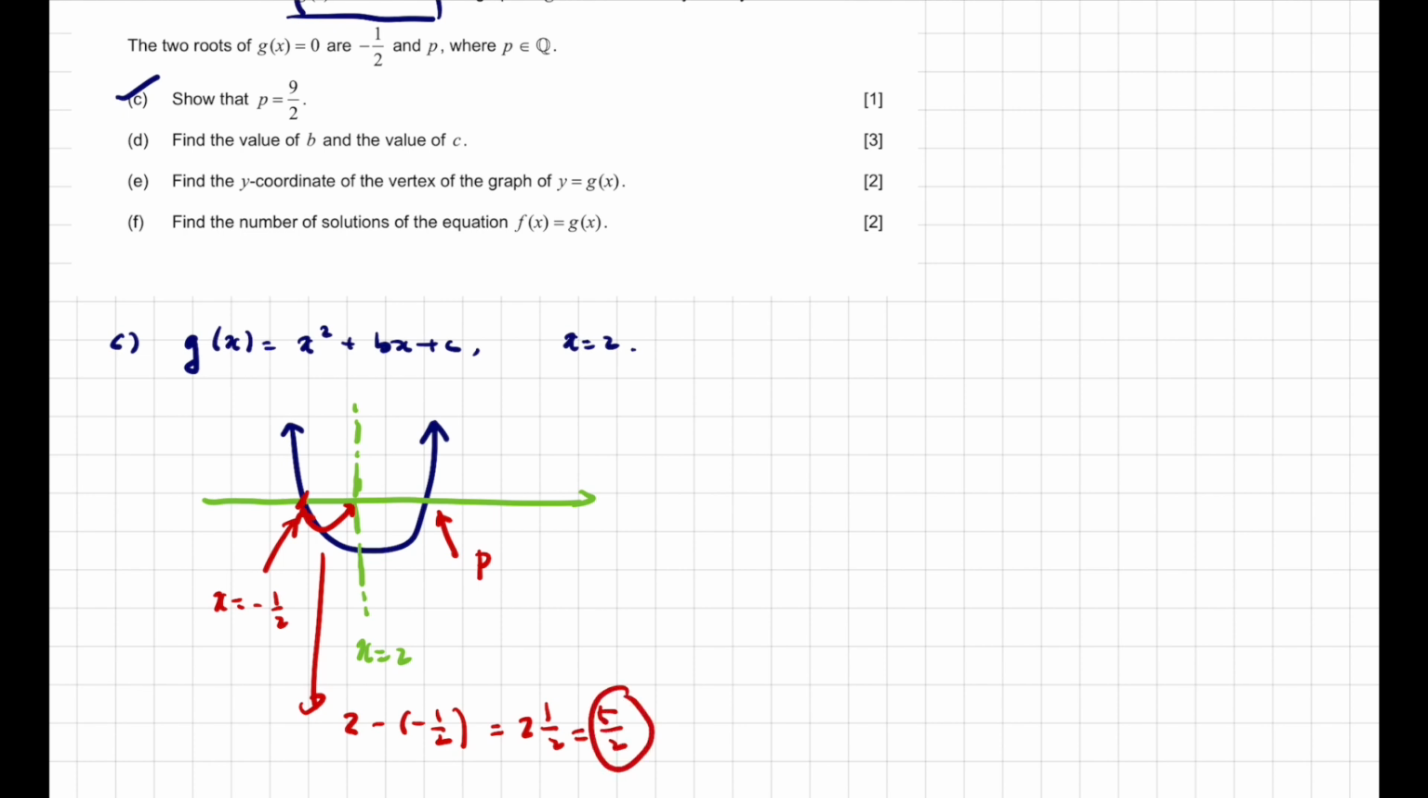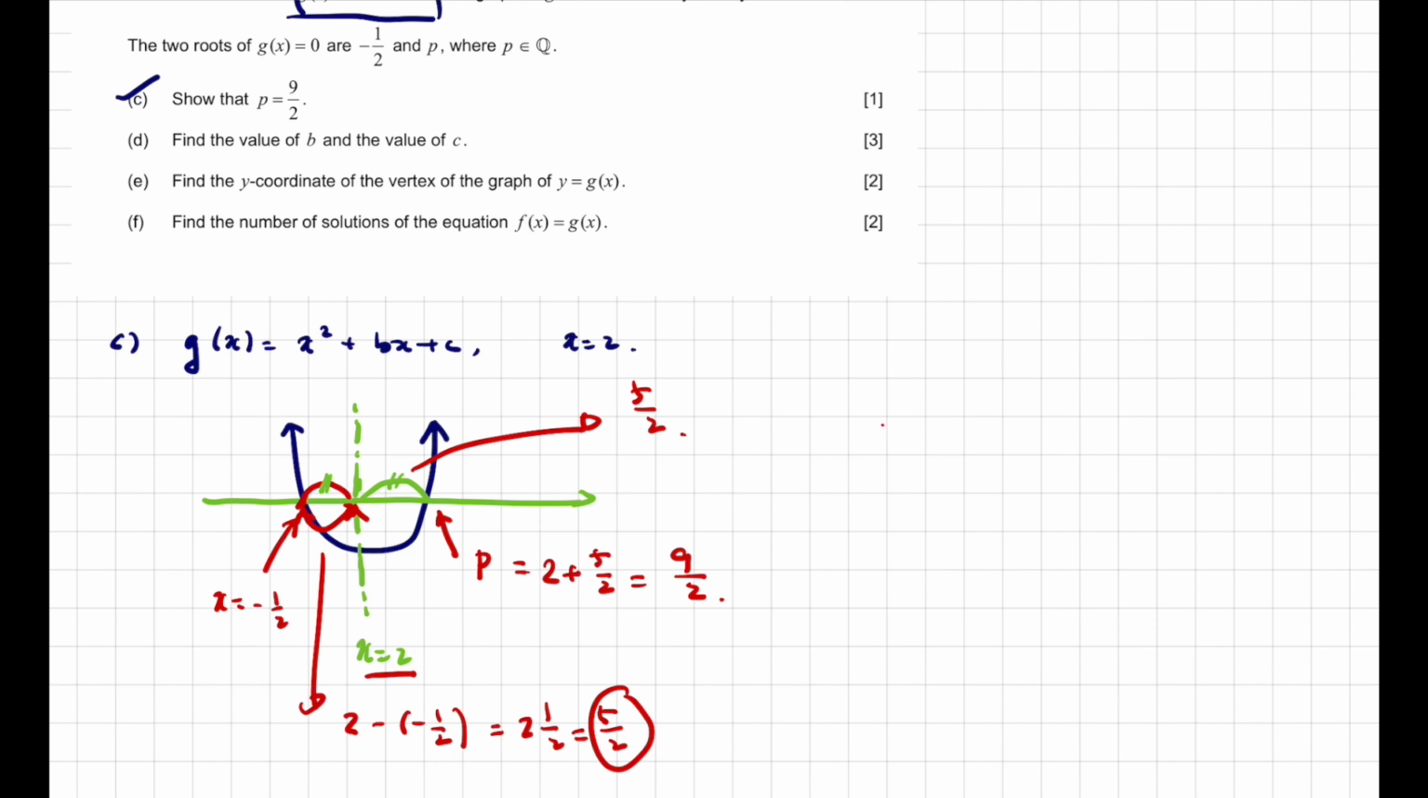Then we know that since x equals 2 is our axis of symmetry, the distances from the axis to these two points should be equal to each other, right? That means the distance between the axis of symmetry and the point p is also 5 over 2. That means the p value is, since we are starting from 2, 2 plus 5 over 2, which is 9 over 2.